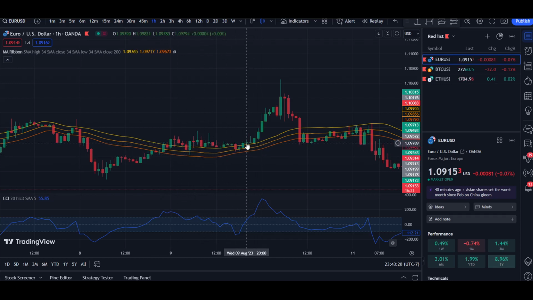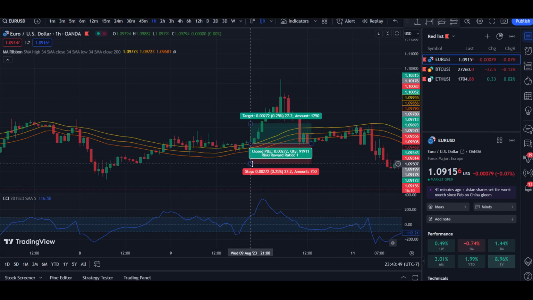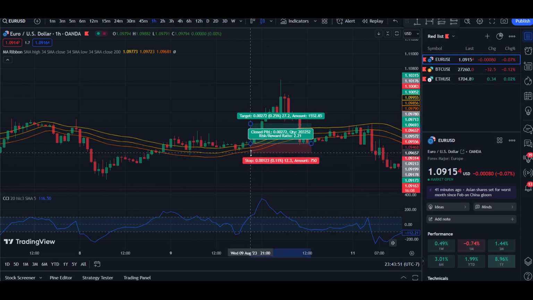So what we're going to be looking for is for a green candle to close above the very top ribbon. As soon as that occurs, we will go down below to our CCI indicator and we'll see if the value is above 100. As soon as that occurs, we can take our first long position. As for the stop loss, I'll set it points down below the ribbon.